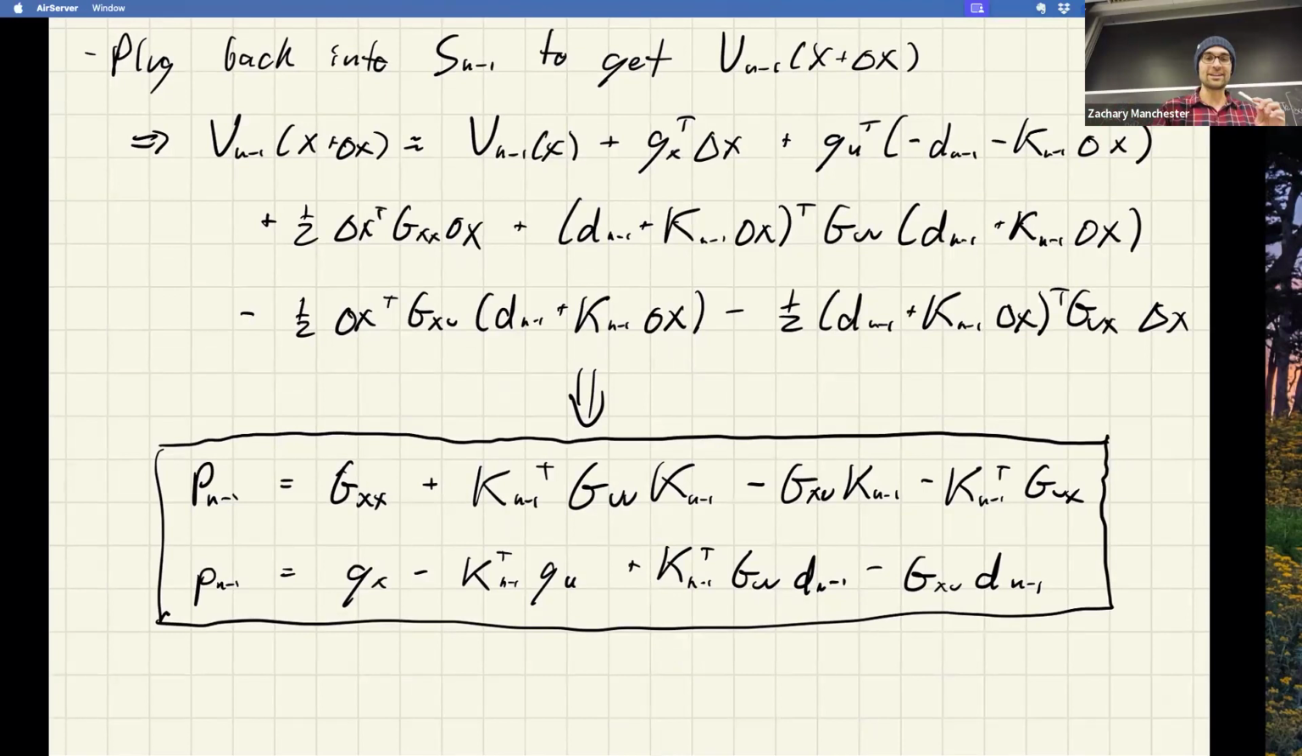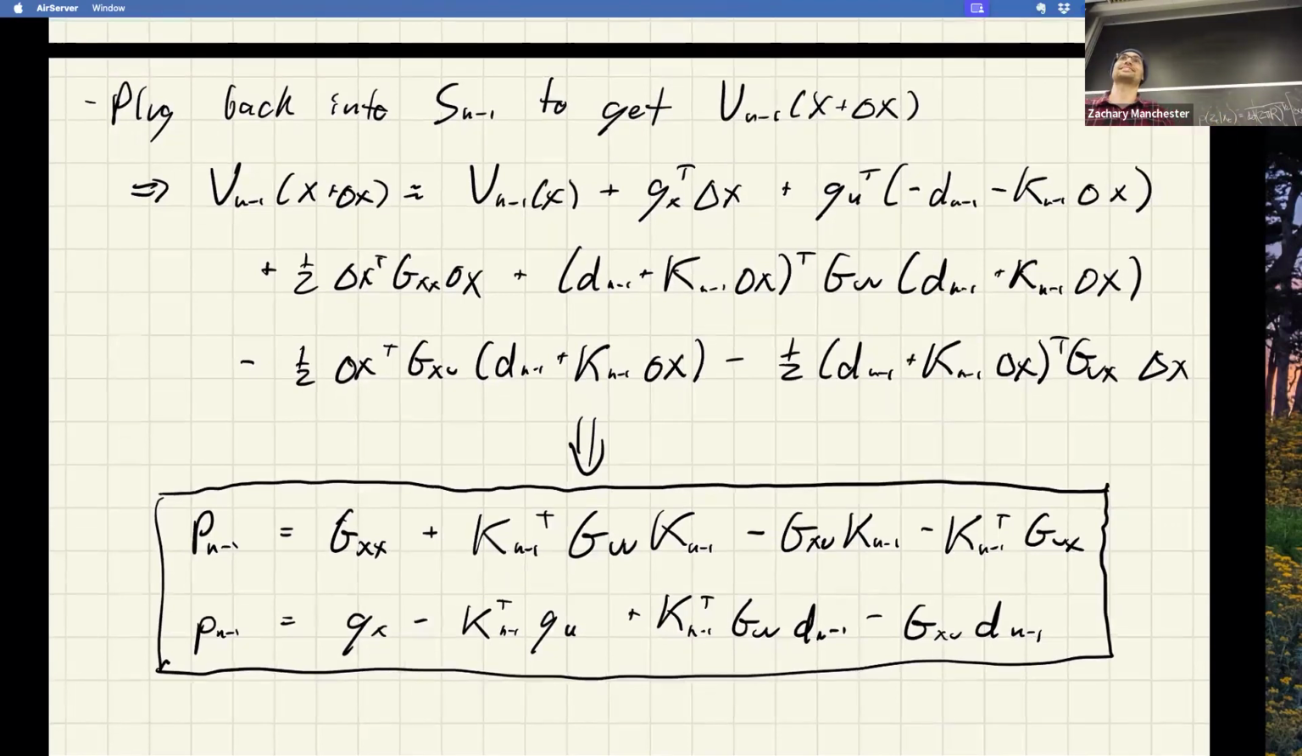There's one extra little nugget that we glossed over here, which is I didn't really tell you how to compute the G's. Right. So they're Taylor expansions of stuff we know. They're Taylor expansions of value function things and dynamics things.